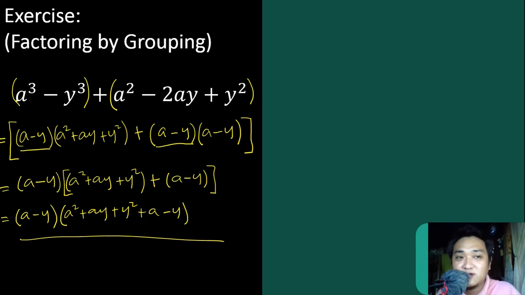So the factor of a cubed minus y cubed plus a squared minus 2ay plus y squared is the quantity a minus y times the quantity a squared plus ay plus y squared plus a minus y.